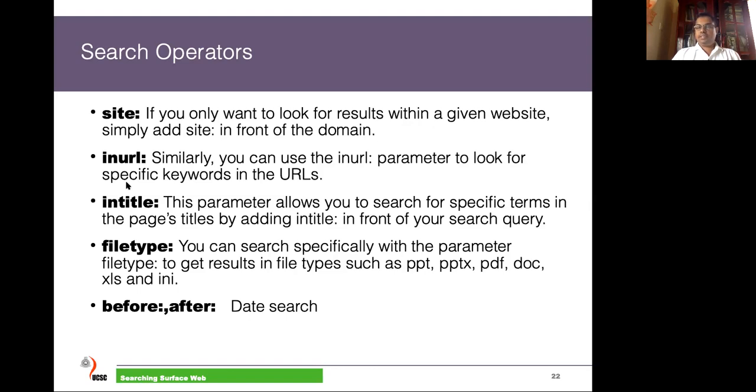As you are aware, search engines index anything in the world, any document in any format: pictures, office files, PDFs, presentations. If you want to limit your search query to a certain set of files, you can use an operator called filetype. For example, if you are looking for PowerPoint presentations, you can use filetype colon PPT. If you are looking only for PDF documents, you can search for filetype colon PDF. Isn't it important?